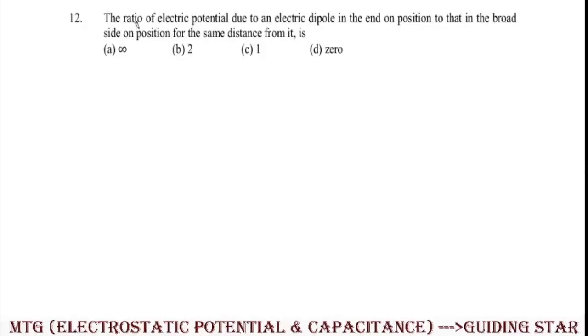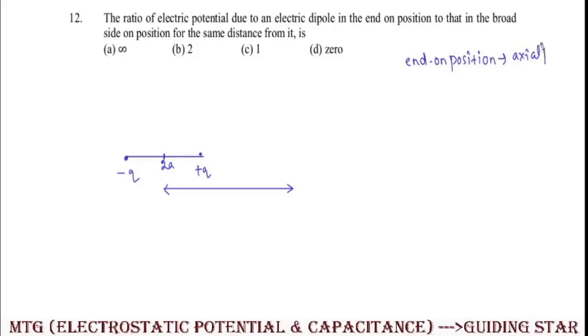Next, in question number 12: the ratio of electric potential due to an electric dipole at the end-on position to that in the broadside-on position, for the same distance from it. Okay, so in a dipole system, one is a negative charge and another a positive charge, separated by a very small distance 2a. End-on position means axial position.